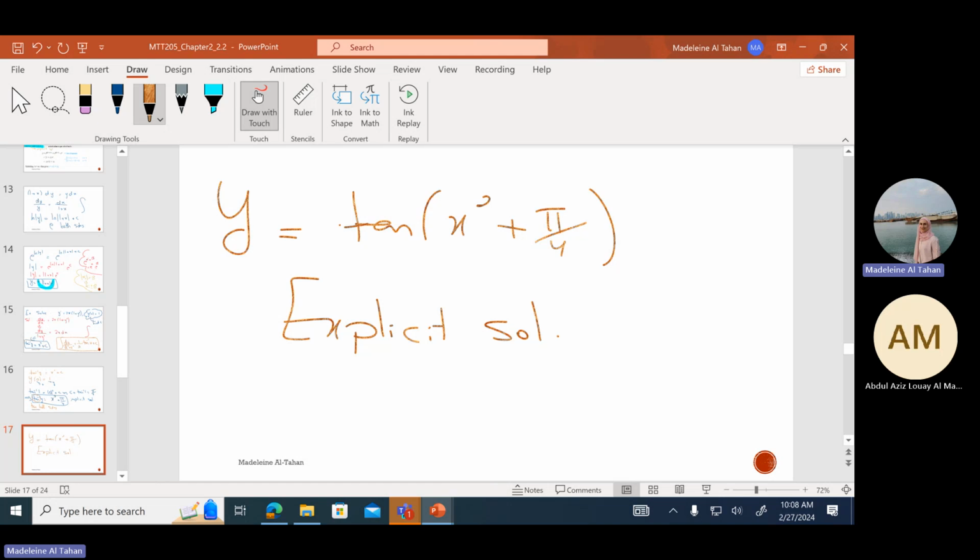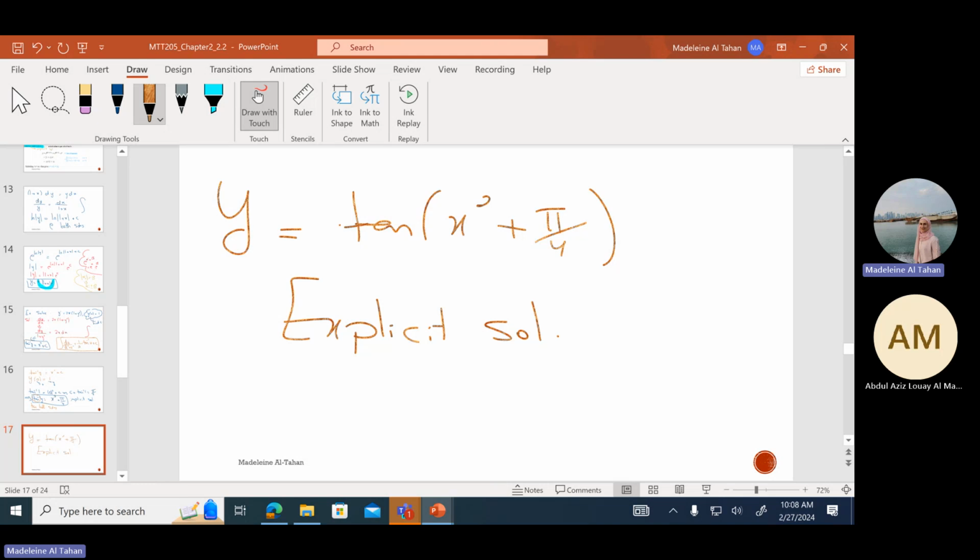Usually, if it doesn't require lots of steps, I ask for the explicit solution. Like this one, it requires one step. The previous one required only 2 steps. Do we have any questions, please? Okay. So before we move forward, I will assign some questions to solve alone.